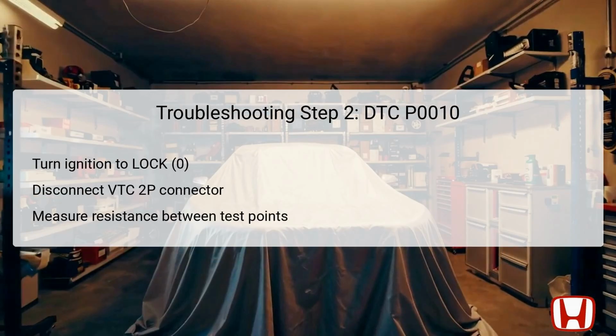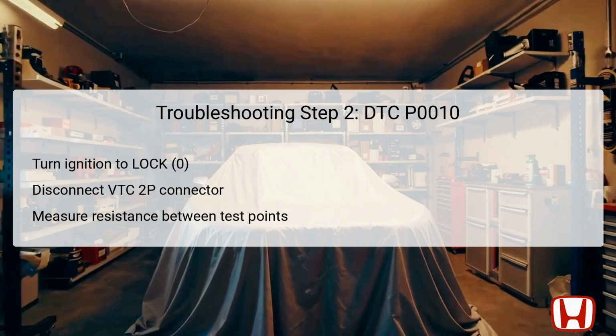In this second step, the focus shifts to examining the internal resistance of the VTC oil control solenoid valve to ensure it operates within the specified parameters. Start by turning the ignition switch to the lock 0 position, ensuring that all electrical systems are off for safety. Next, locate and disconnect the VTC oil control solenoid valve's 2P connector. This connector typically houses two wires that facilitate communication between the solenoid and the PCM.